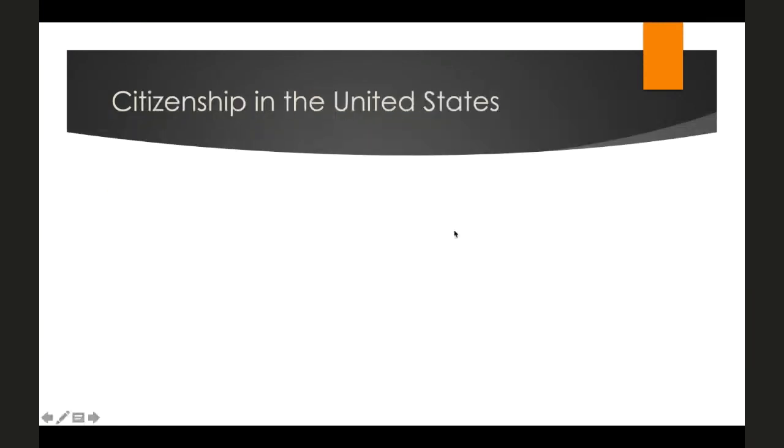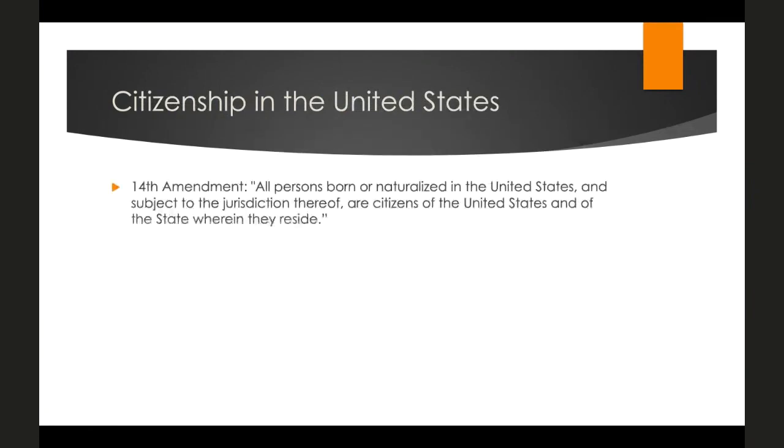So we can start with the idea of what it takes to be a citizen in the United States. Now, the 14th Amendment to the Constitution states that all persons born or naturalized in the United States and subject to the jurisdiction thereof are citizens of the United States and of the state wherein they reside. And this amendment sets out the idea of citizenship in the United States on two pathways.